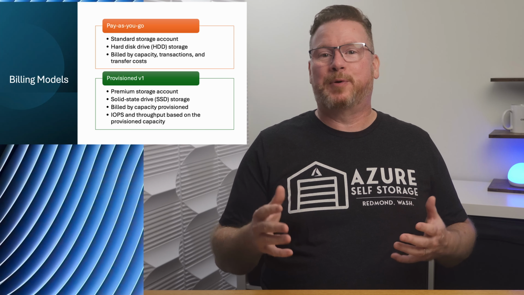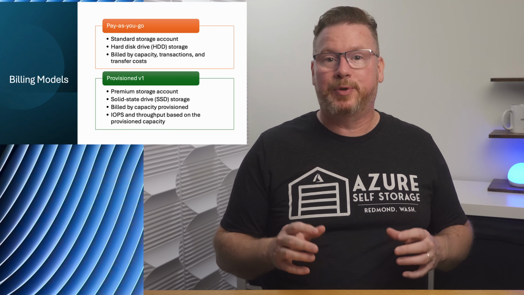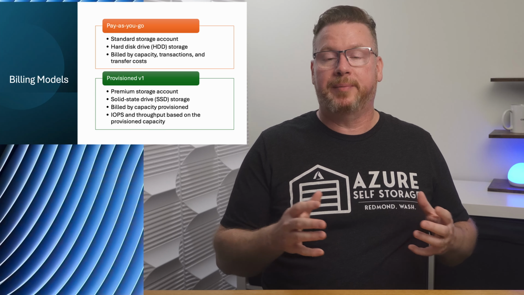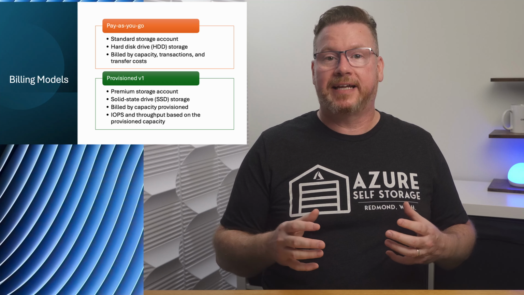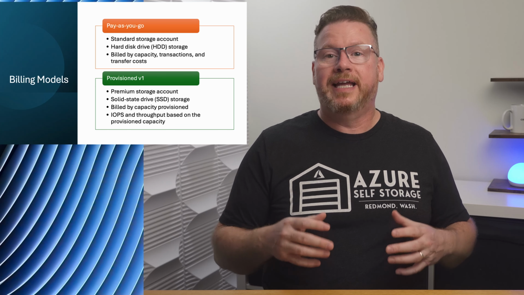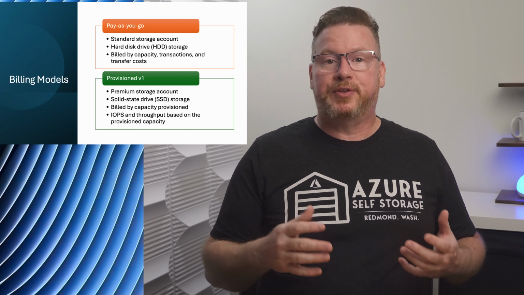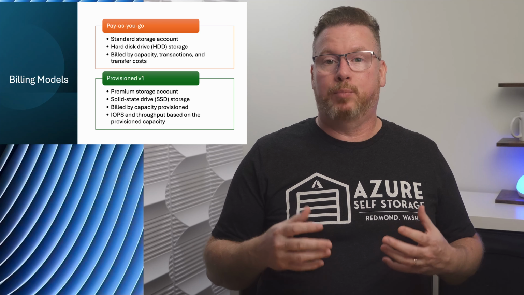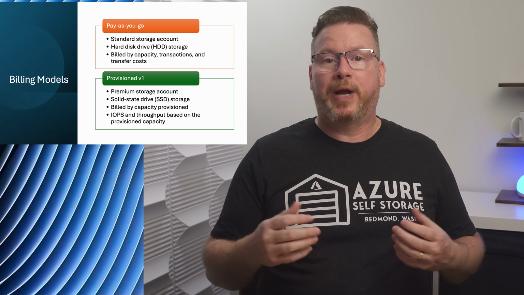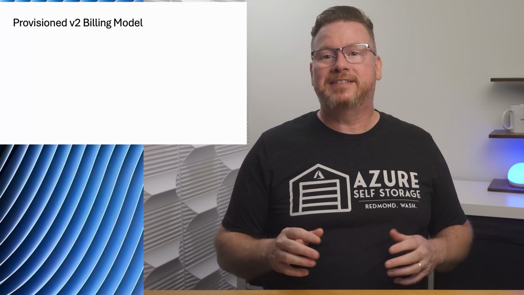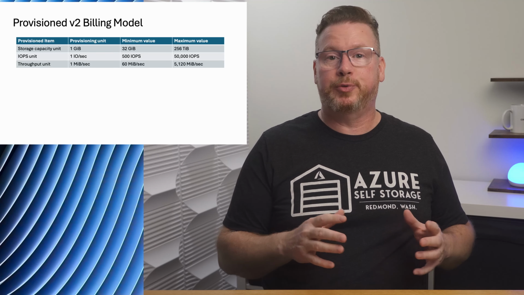Another important detail with Provision v1 is that the IOPS and throughput are based on the provisioned capacity. 2 terabytes for a premium Azure file share has baseline IOPS of 4024 and 203 megabytes per second of throughput. Space, IOPS, and throughput are bound together. If we need more IOPS for a file share, we have to add more capacity, even if we don't need that extra space.